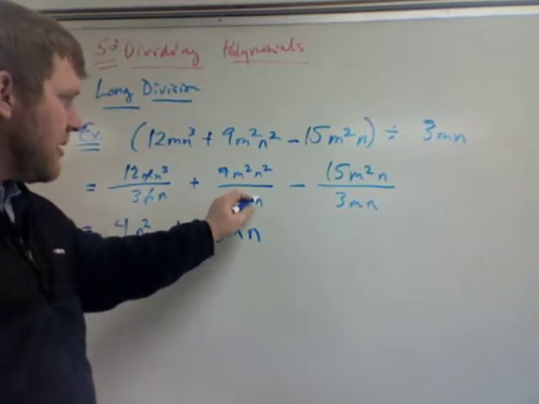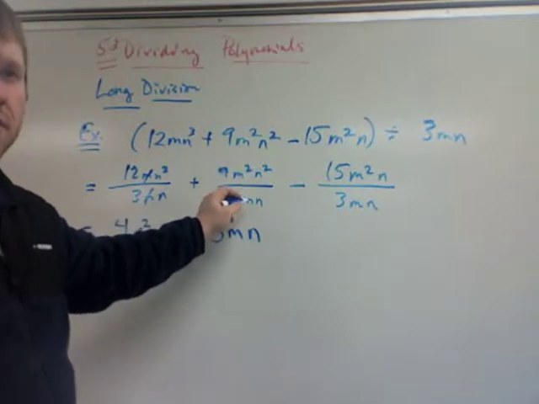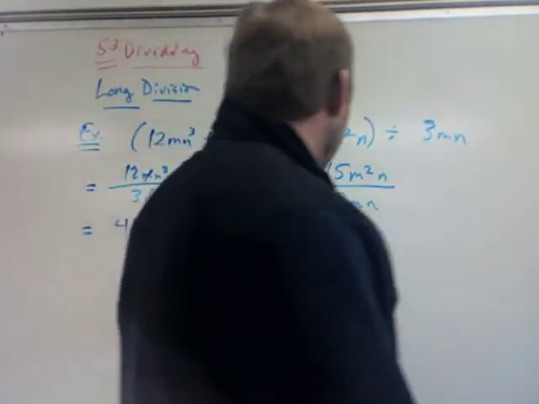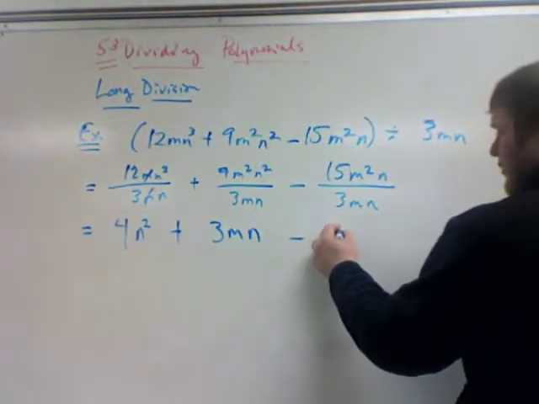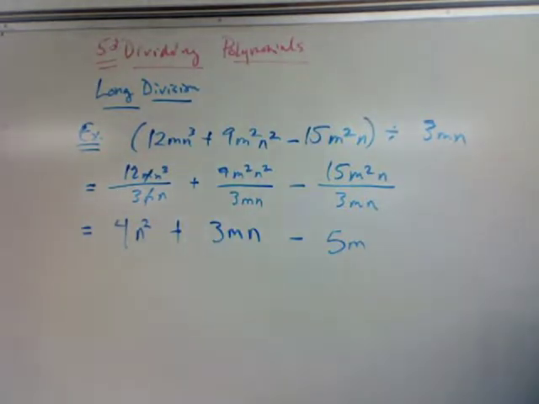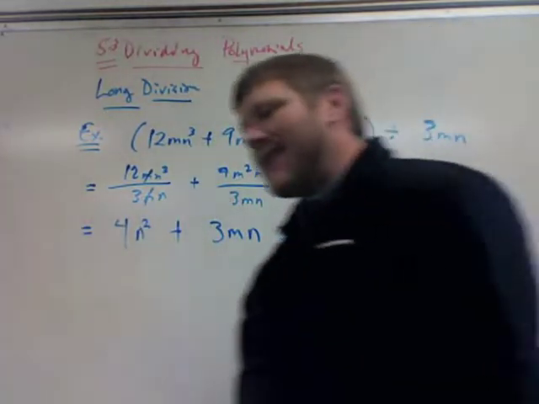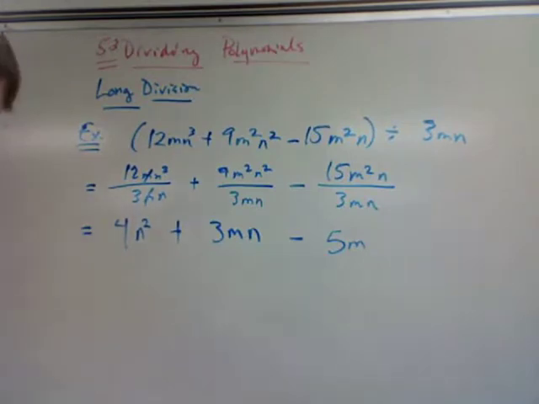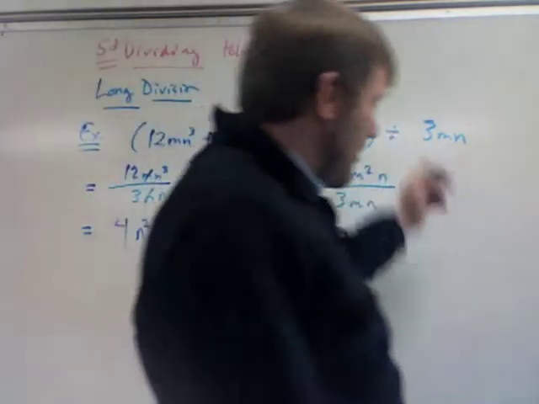You guys understand what I'm talking about here. N squared, and then n to the first, I get n. And then 15 divided by 3, I get 5m, and then the n's cancel out there. So my final result there ends up being 4n squared plus 3mn minus 5m. Okay? That's somewhat long division by a monomial.